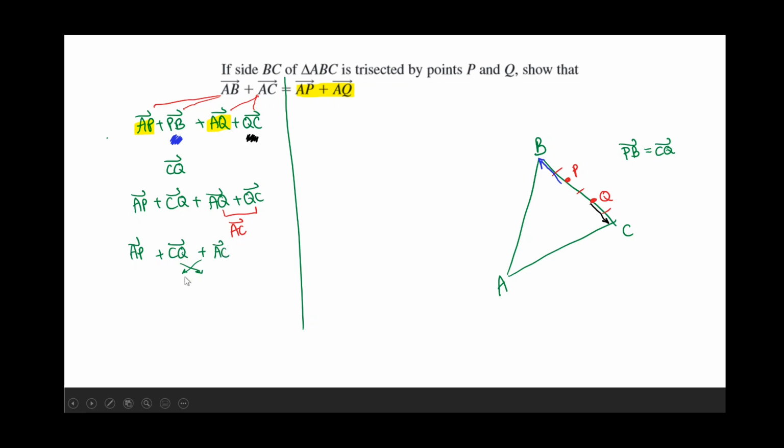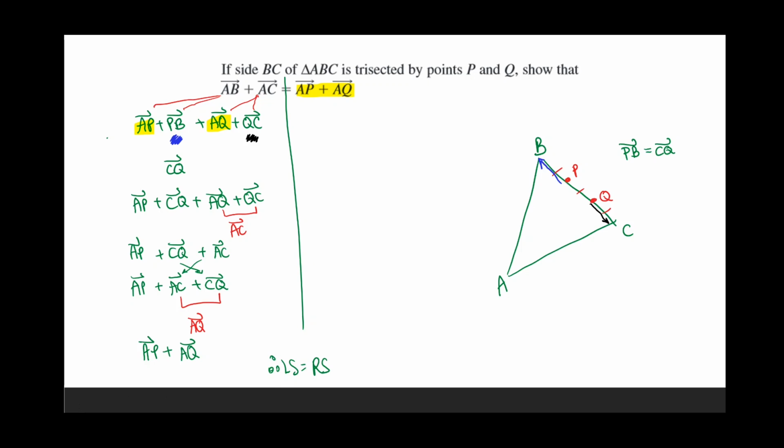I'm going to change the order now. So then this AP plus AC plus CQ. Notice how you could again do this collapse on these two vectors. You get AQ, and then AP plus AQ is actually what we were trying to solve for or prove. So left side does equal right side, and this one is done.